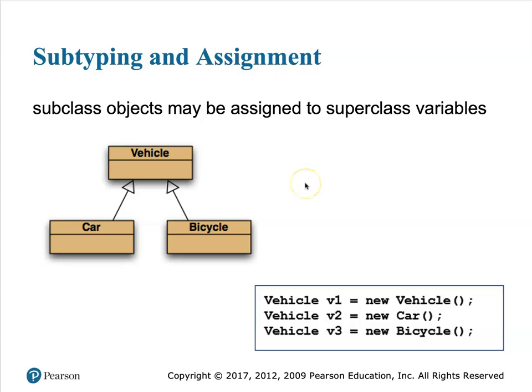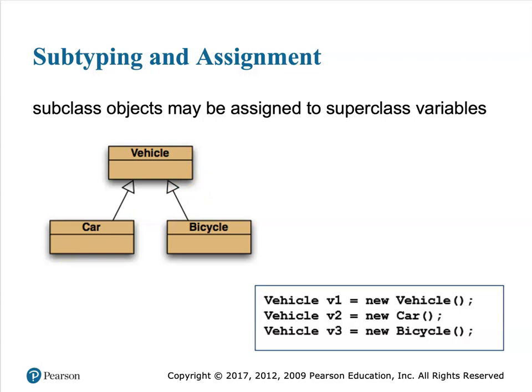So we can declare a variable v1 and instantiate a new vehicle object. And so v1 would be storing an object of this type. We can make a variable of type vehicle and call it v2, and we can put a car object inside of it because a car is a vehicle. And then we could make a third variable v3 of type vehicle, and we could put a bicycle object inside of that third variable. You can always assign subclass objects to superclass variables.